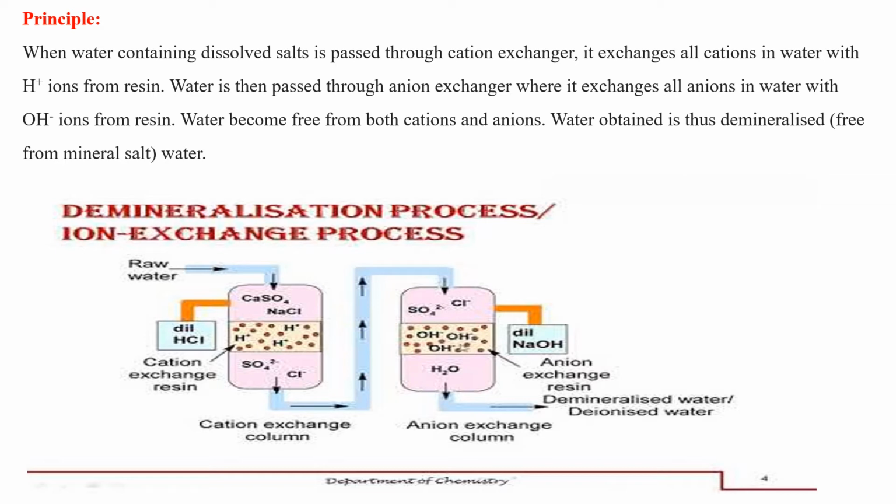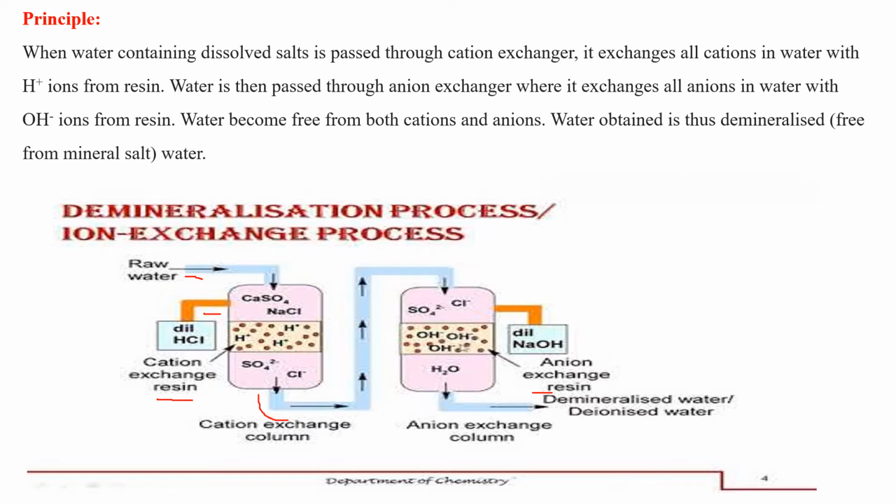Here we can see that we have two tanks. One contains the cation exchanger resin and the other contains the anion exchanger resin. The cation exchanger resin has two inlets, one for hard water and another for dilute HCl, and one outlet to collect the water sample.